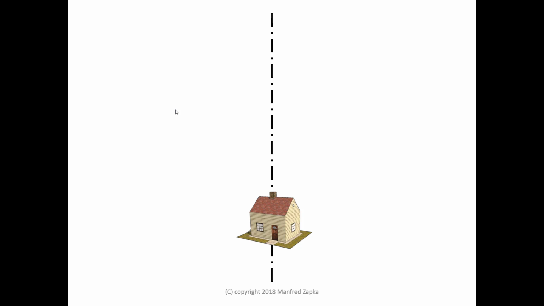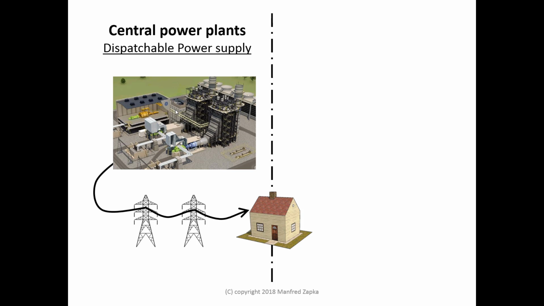We have two different electric energy supplies. Let's look at them. On the left side is the conventional way we are used to receive our electricity supply. Here, a central power plant produces enough electricity to supply the grid demand at any time, as is required.